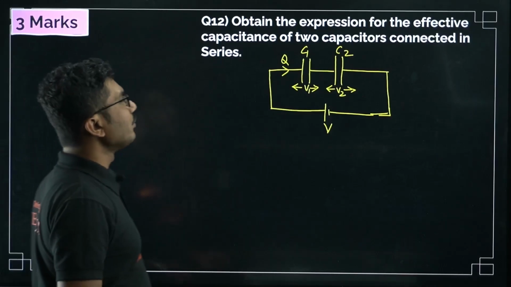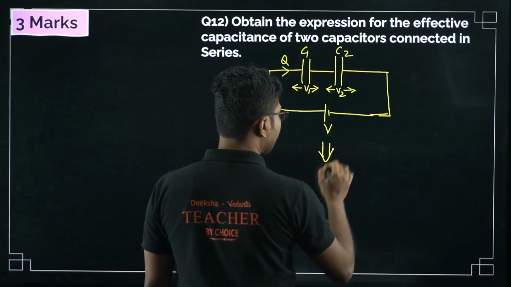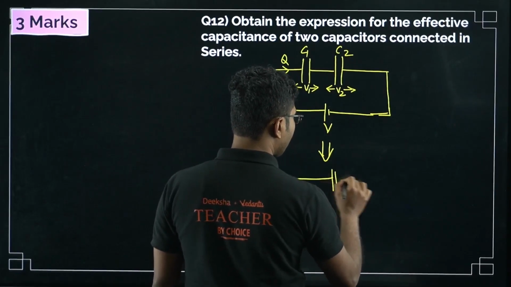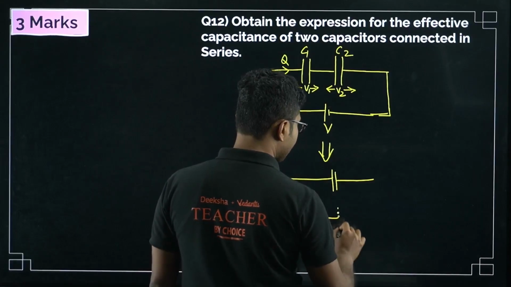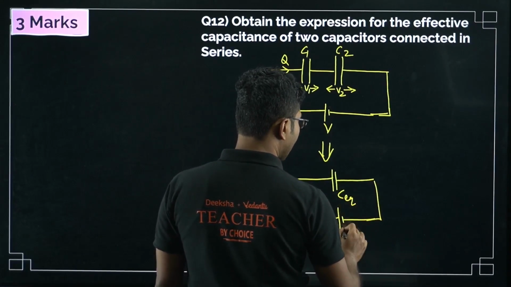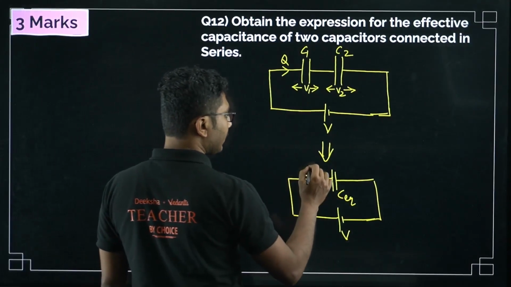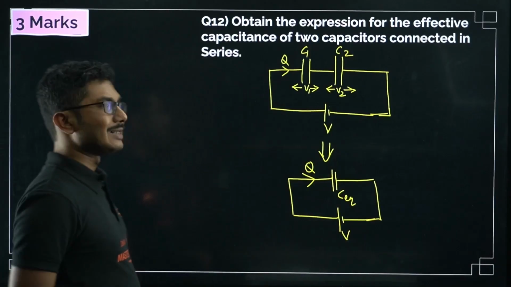So what we have to do is find the equivalent capacitance. What does the equivalent circuit look like? Always remember, the equivalent circuit has only one capacitor. No matter what the combination is, the equivalent circuit will always have one capacitor and one battery. The total charge in the circuit will remain the same. That is the basic part.